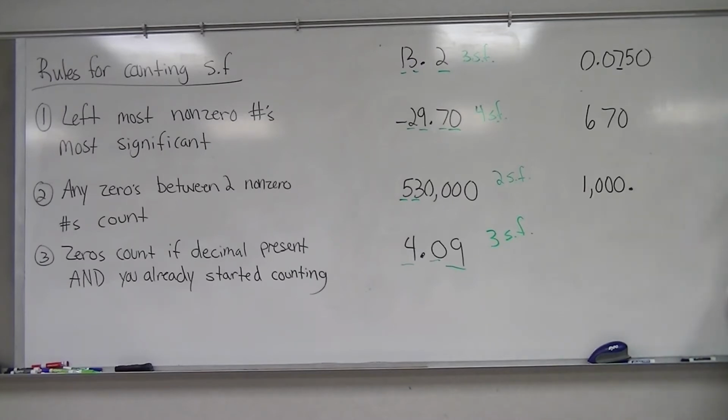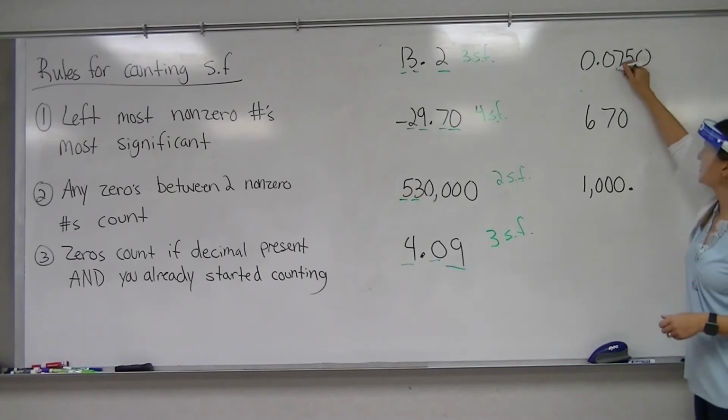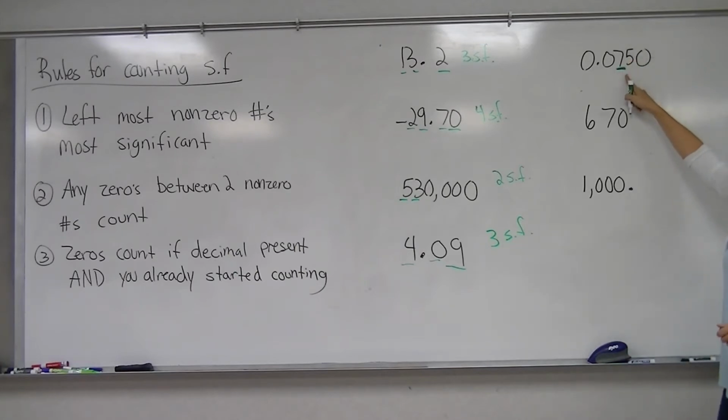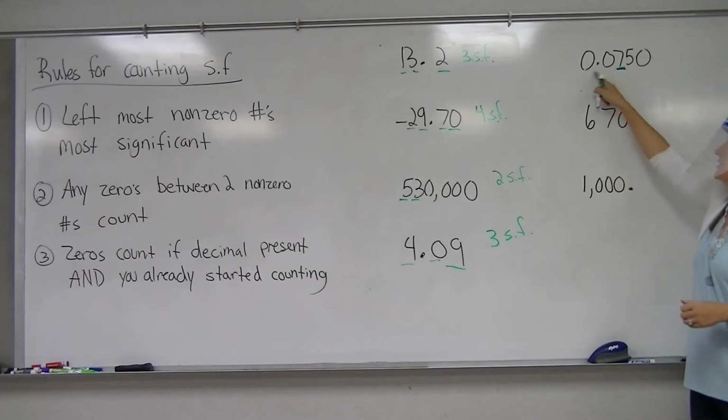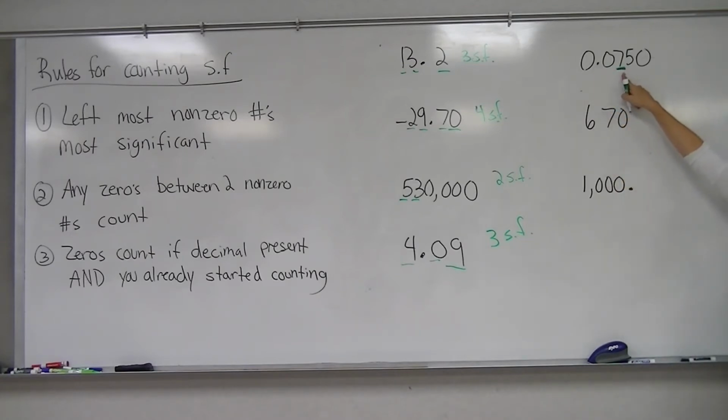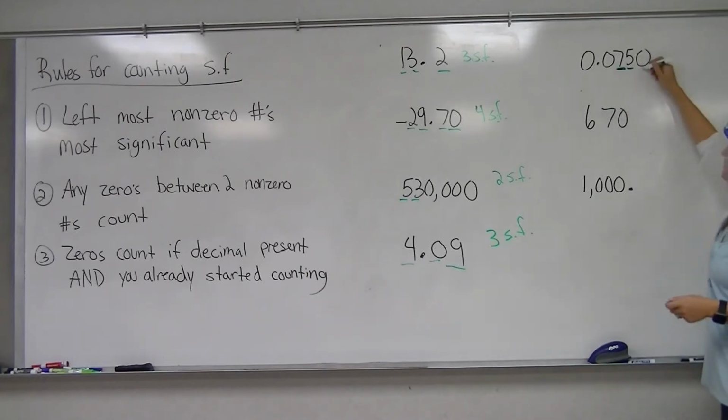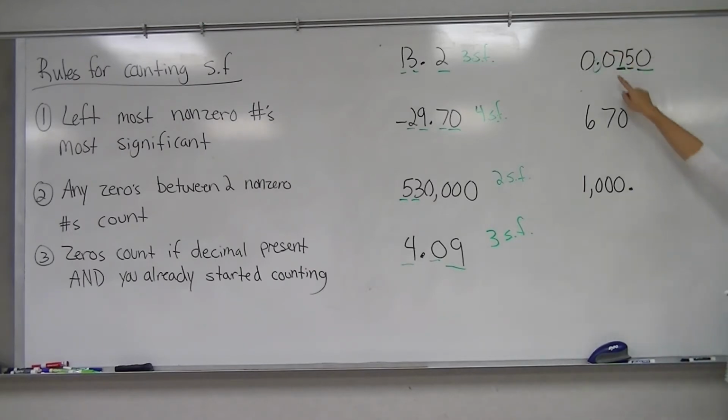All right, let's go up to .0750. Now a minute ago we said that we can't start counting until we get to our first non-zero number. So we start counting at the 7. So that means the zeros before the 7 don't matter. It doesn't matter if there's a decimal point or not. They can't count because we don't start counting until we get to the first non-zero number. So the 7 matters, the 5 matters. Does this end 0 matter? Yes, it does. Why? Because of that decimal point. There's a decimal point and we started counting, so that 0 matters for a total of 3.